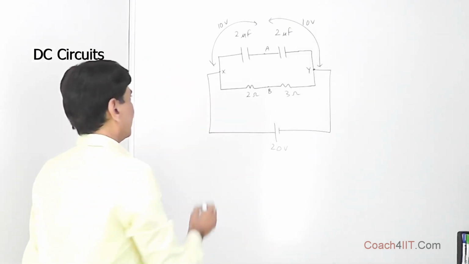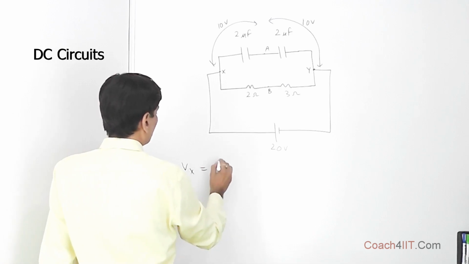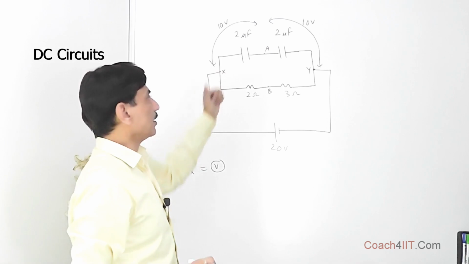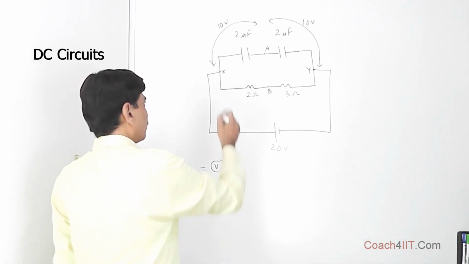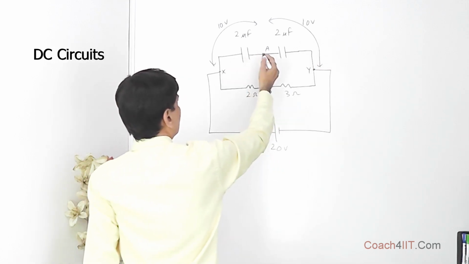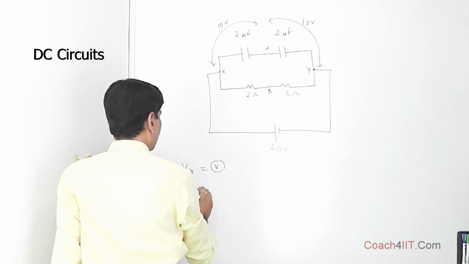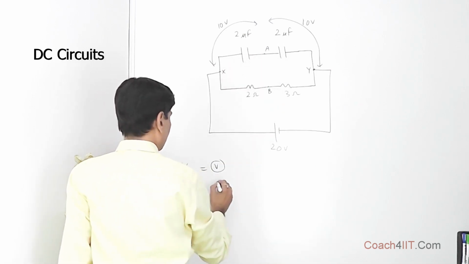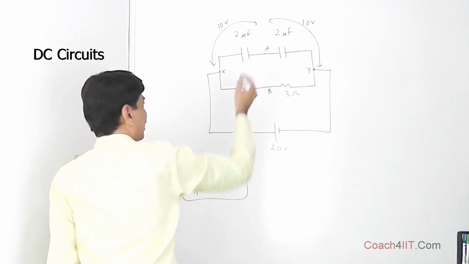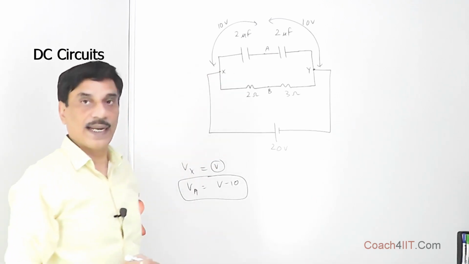So let's say the potential of X is V. We are talking about absolute potential for the time being. As we see, down this line the potential shall be dropping. This is at V, and the potential difference is 10 volt, so the potential of A is going to be V minus 10 volt, if we assume the absolute potential of X is V.